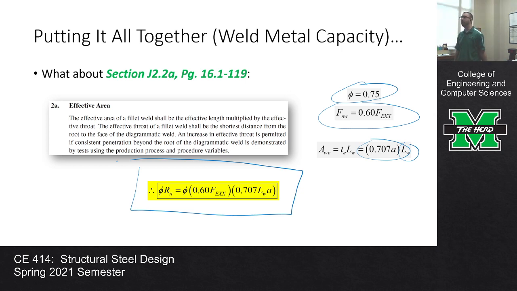It's that simple. So all you need is the size of the weld, you need how long it is, and you need what the electrode strength is. Plug and chug. It's that simple. It's really not that hard.